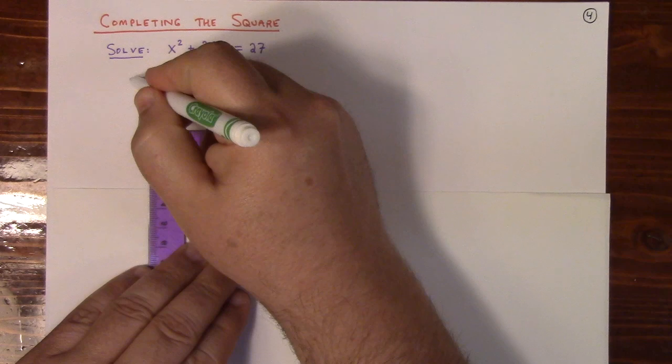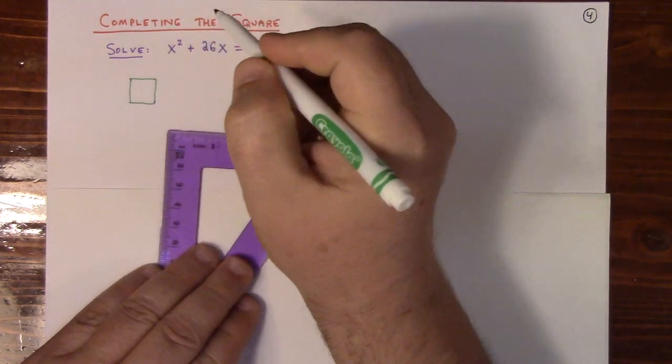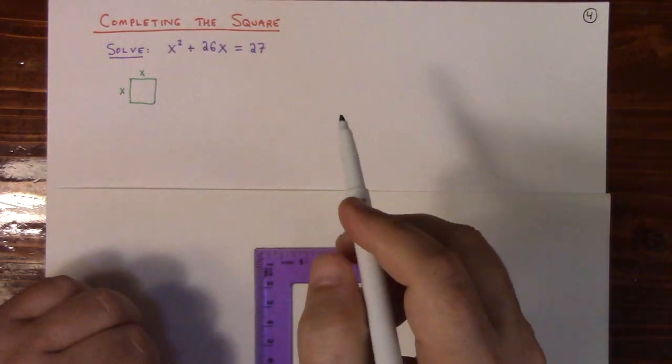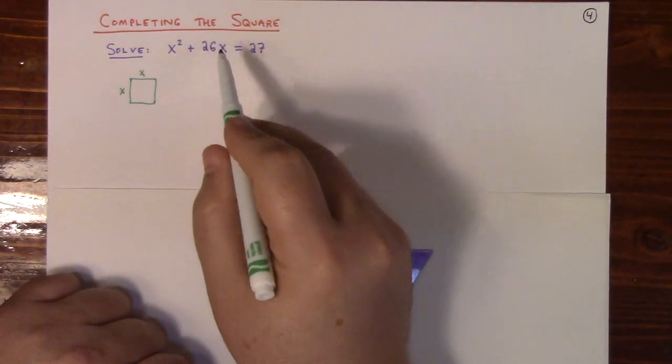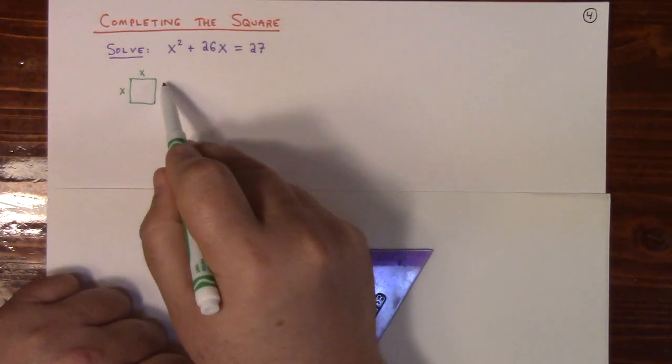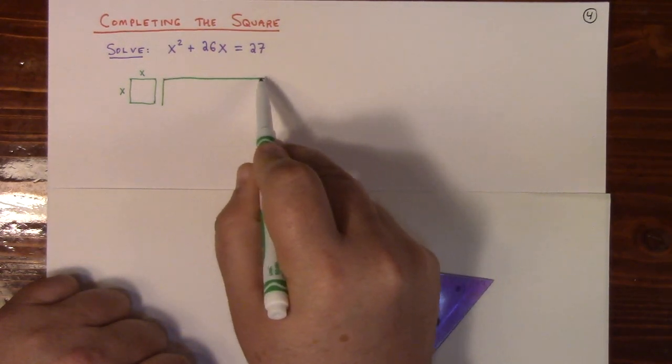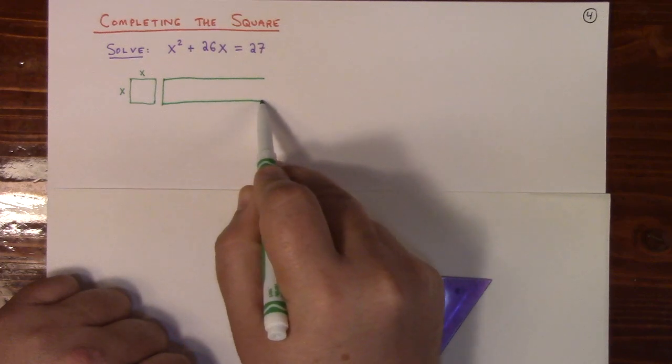I'll just freehand it here. You guys don't care if my x is messy, do you? So here's x, an x by x box, right? And then 26x, well, that's what? You can take this and you can make a, not to scale obviously, right guys?